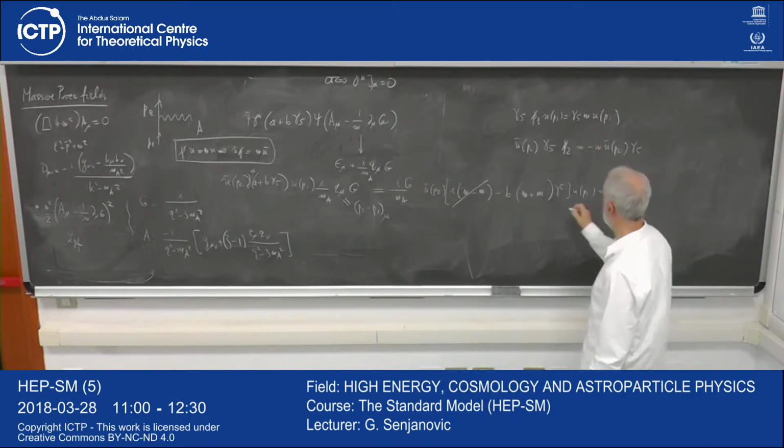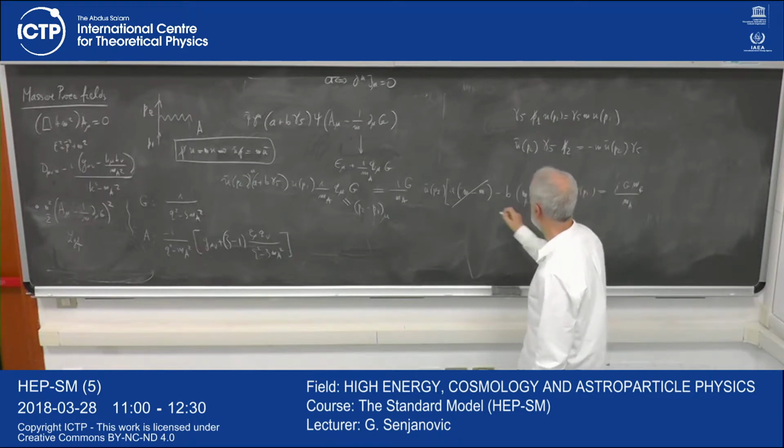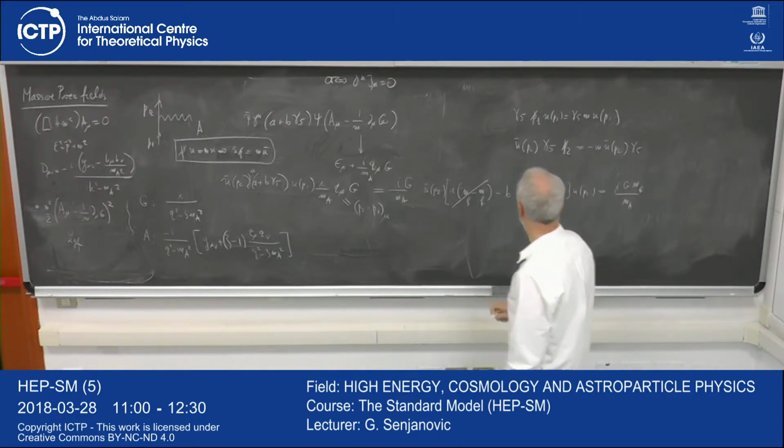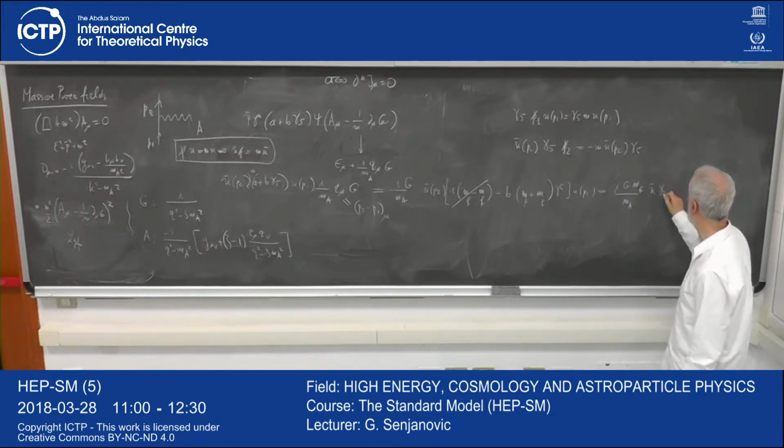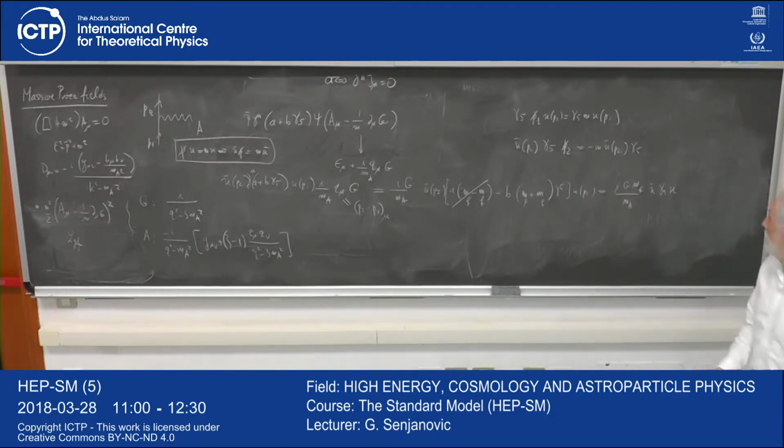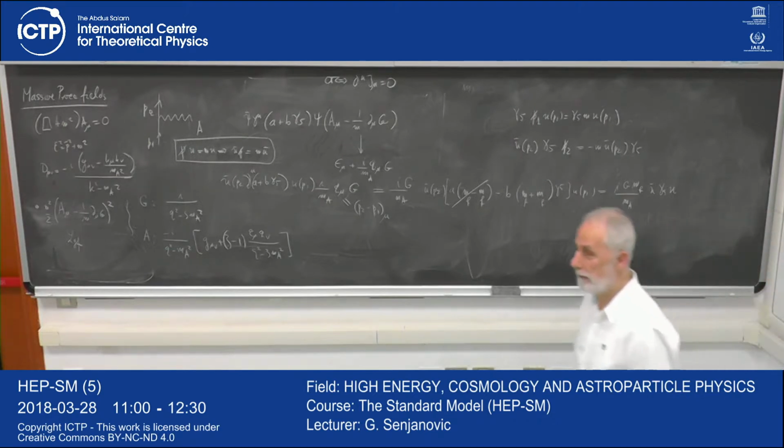So maybe we could call this m fermion, just to be clear. And then I'll get u bar. I don't need to write the momenta. Okay, there is no derivative anymore, gamma 5 u.